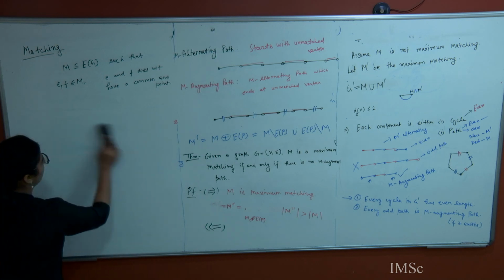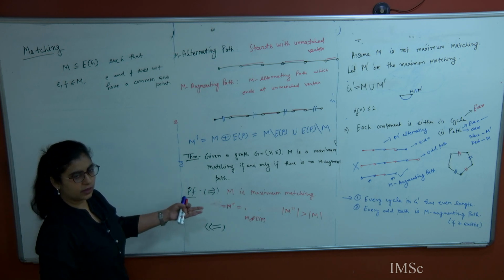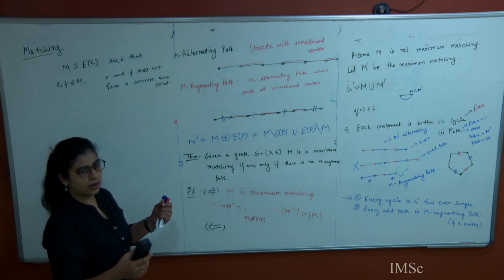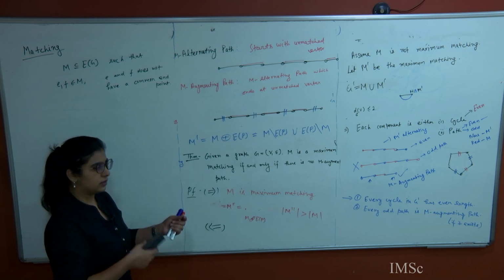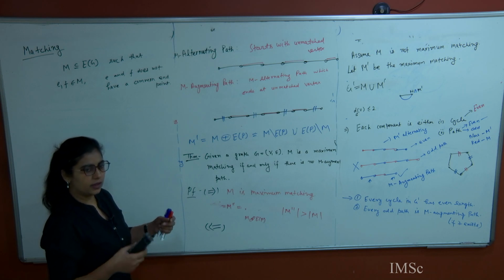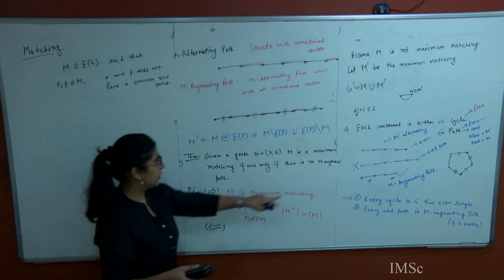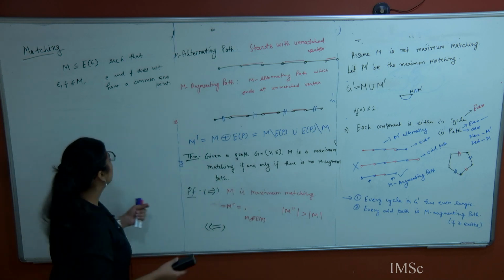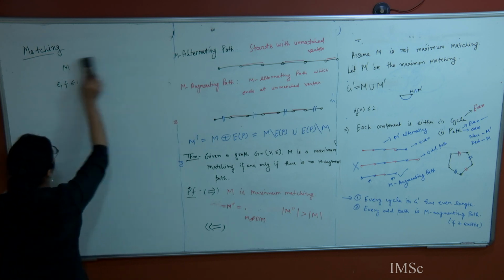Because now you only have to find an augmenting path. Every time you get an augmenting path, you augment it and get a matching with bigger size. Then again, search for an augmenting path, and augment it. Once you have no augmenting path left in the graph, you reach a maximum matching. So you can use it to design algorithms.